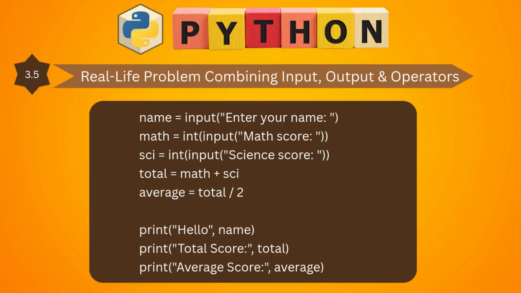This is another example. You are getting the input from the user, and the values will be stored in the name and math variables, and you are adding them and getting the average, and through the print command you are displaying the output in a different pattern.